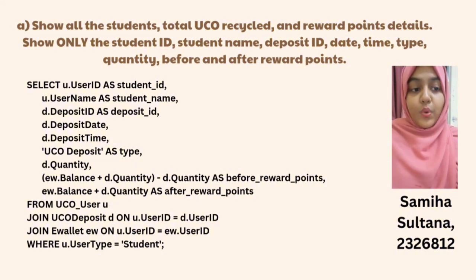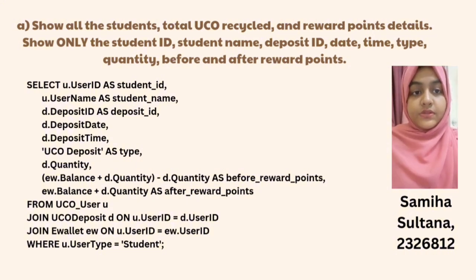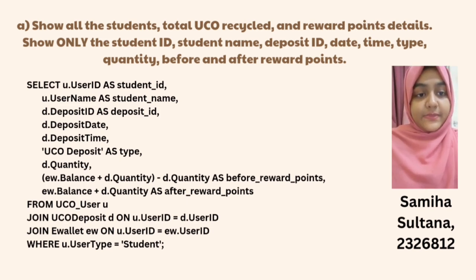From UCO user u, join UCO deposit d on u.user_id equals d.user_id. Join e-wallet ew on u.user_id equals ew.user_id, where u.user_type is equal to student. Here, join clauses combine data from multiple tables.